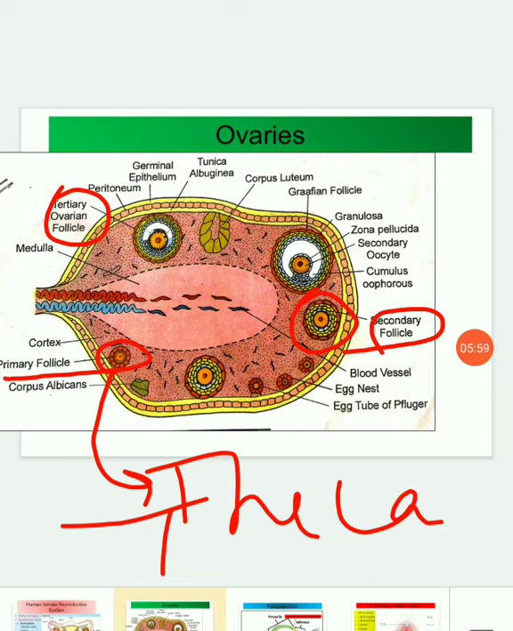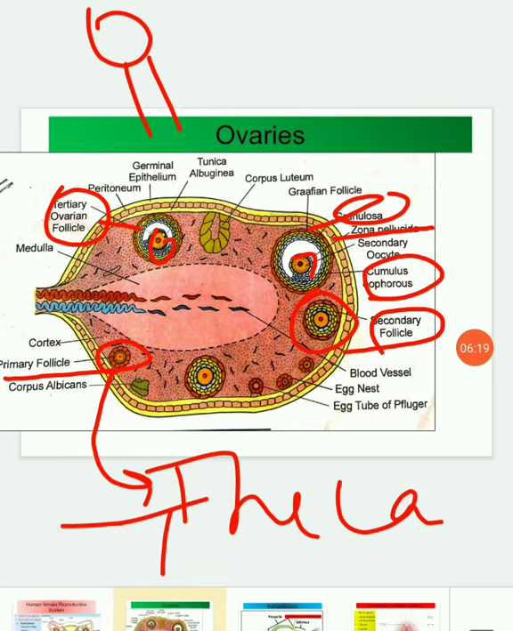And at last it is called secondary oocyte. And at last they make the granulosa cells covering. The inner one is your zona pellucida, the secondary oocyte is present, and this secondary oocyte is connected with the granulosa cell by a stalk-like structure. It is present like this, and is called the cumulus oophorus.